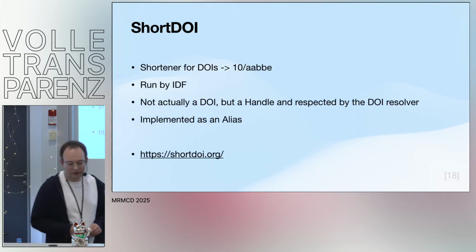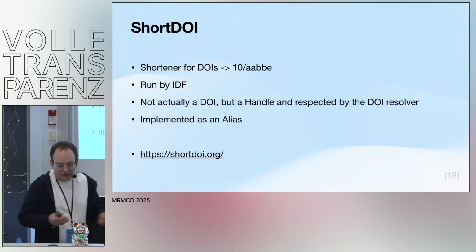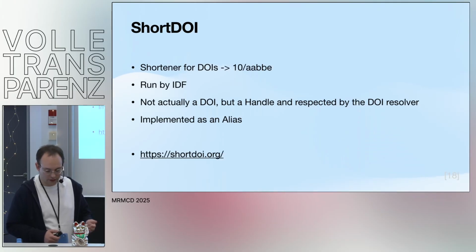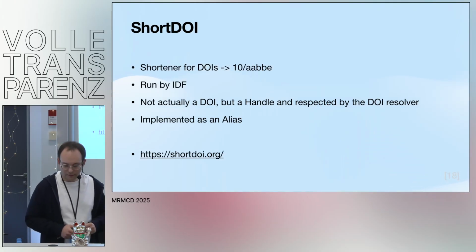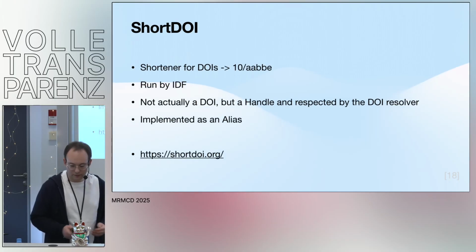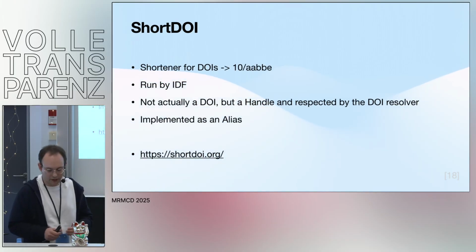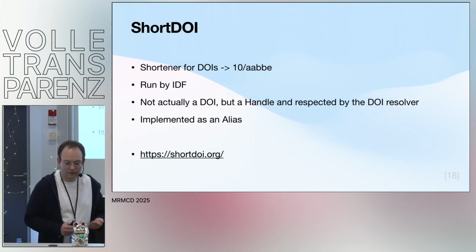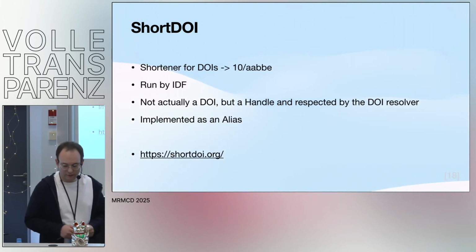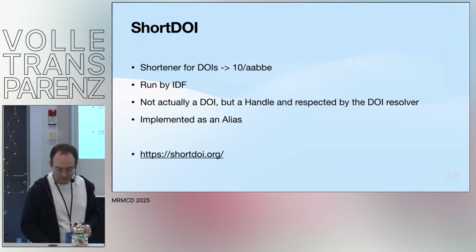Another interesting application is short DOI. It's just like a link shortener, but for DOIs. You give them a DOI, and they make sure that each DOI gets the same short DOI. As an example, a short DOI is just 10/ and then some short letters. This is run by the IDF themselves. The short DOIs aren't actually DOIs themselves, but they are handles, and they are respected by the DOI resolver. If you look at the technical stuff behind it, it's just implemented as an alias within the handle system.